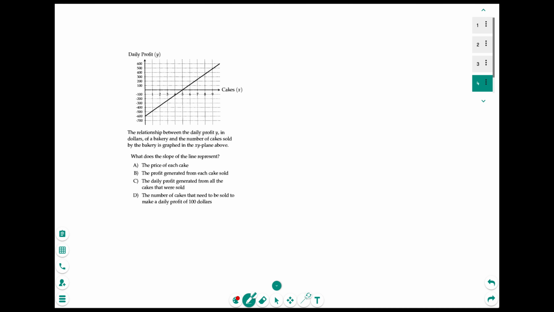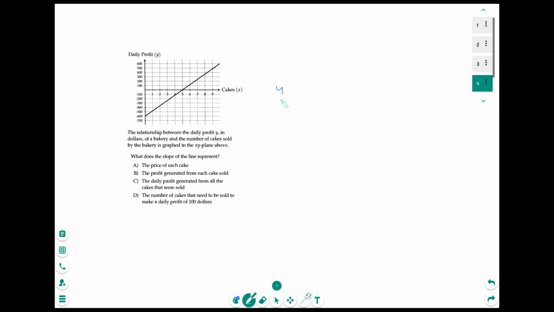And trust me, these are going to be everywhere on the exam. All right, next question. This says that the y-axis has the daily profit and the x-axis represents the number of cakes. The relationship between the daily profit y in dollars of a bakery and the number of cakes sold by the bakery is graphed in the xy plane above. What does the slope of the line represent?